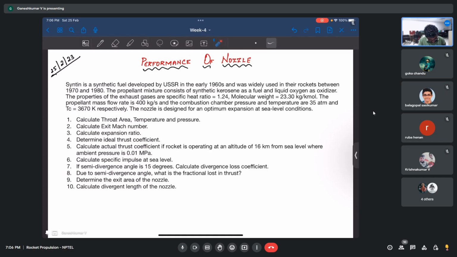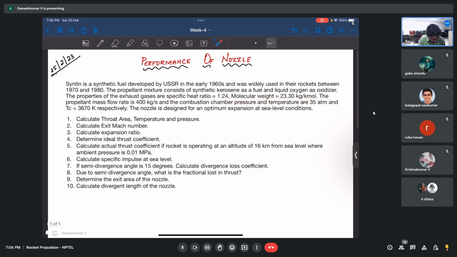Anyway, this is the synthetic fuel which was used in the 1960s in their rockets, between 1970 and 1980. That is just for your information; it is not going to help in solving the problem. The propellant mixture consists of synthetic kerosene as the fuel and liquid oxygen as the oxidizer. The properties of the exhaust gas are given: the specific heat ratio is 1.24 and the molecular weight is 23.3. The propellant mass flow rate is given as 400 grams per second.